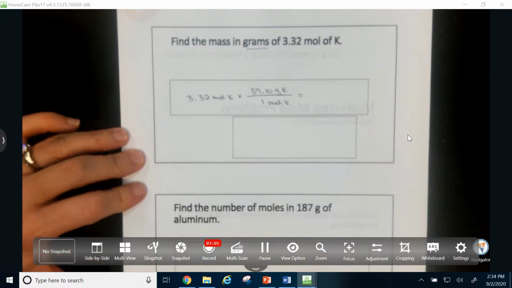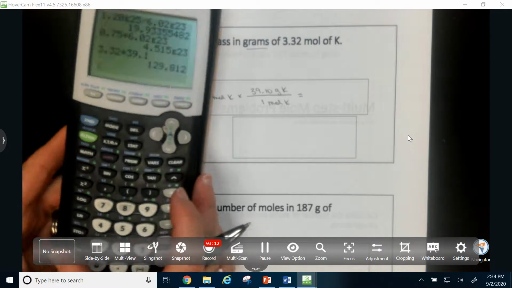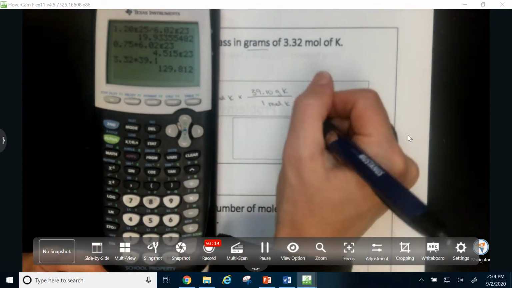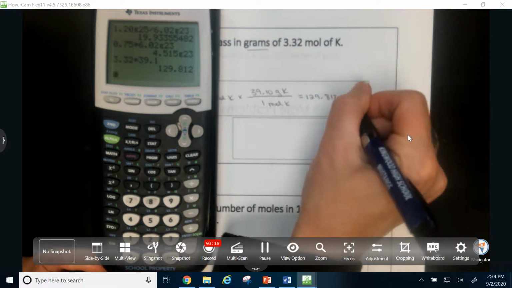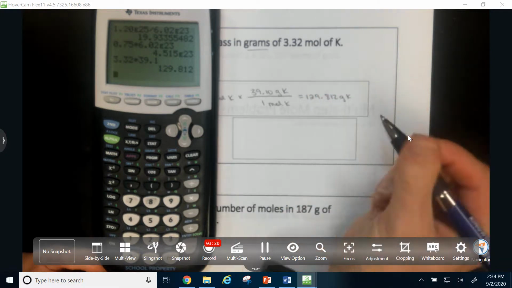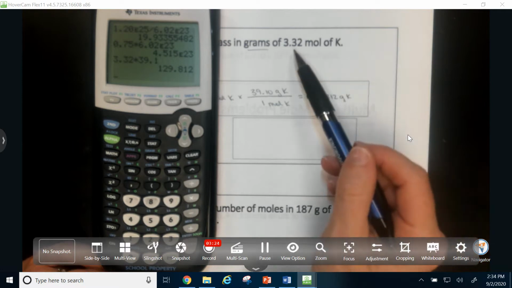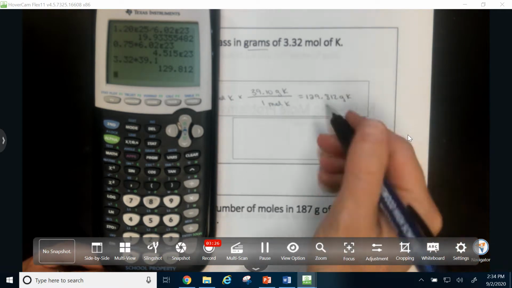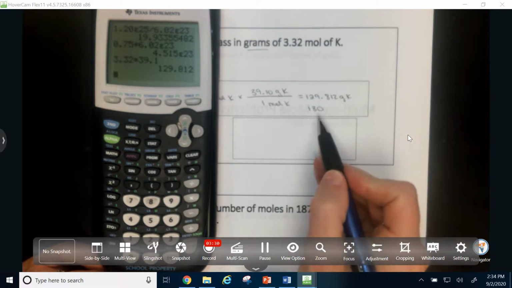Then I plug this into my calculator. No fancy stuff here. And I'm going to show you what I get. I get 129.812 grams of K. Now here's the problem. I'm supposed to have 3 sig figs. When I try to round this to 3 sig figs, I get 130, which actually only has 2 sig figs.